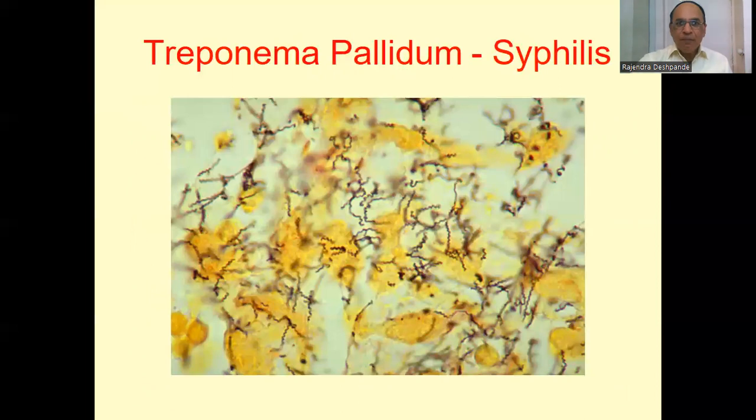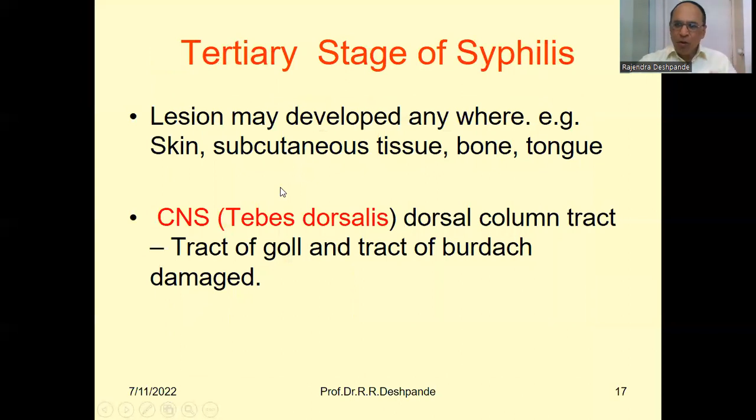Treponema pallidum, this is the microscopic structure or picture of the organism of syphilis, that is Treponema pallidum. Now, if the treatment is still not taken properly, syphilis will attack the brain and the nervous system, that is the tertiary stage of syphilis.